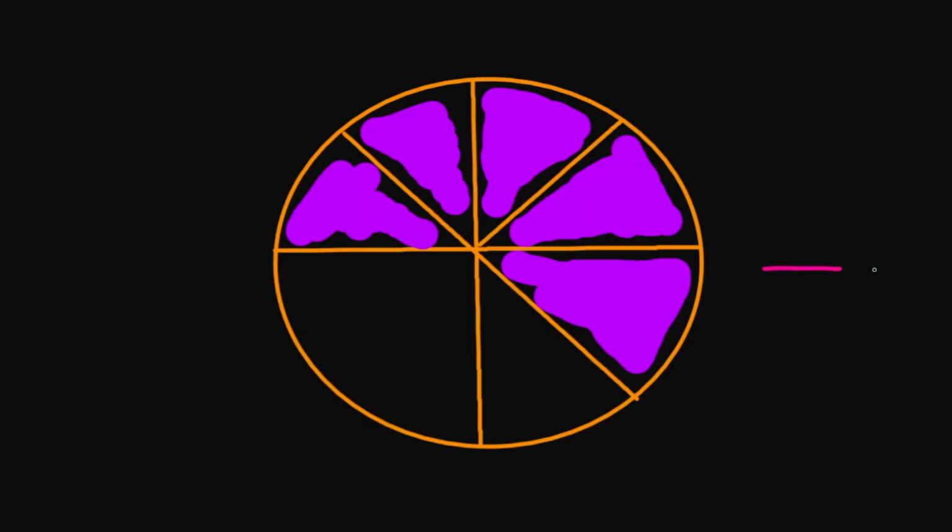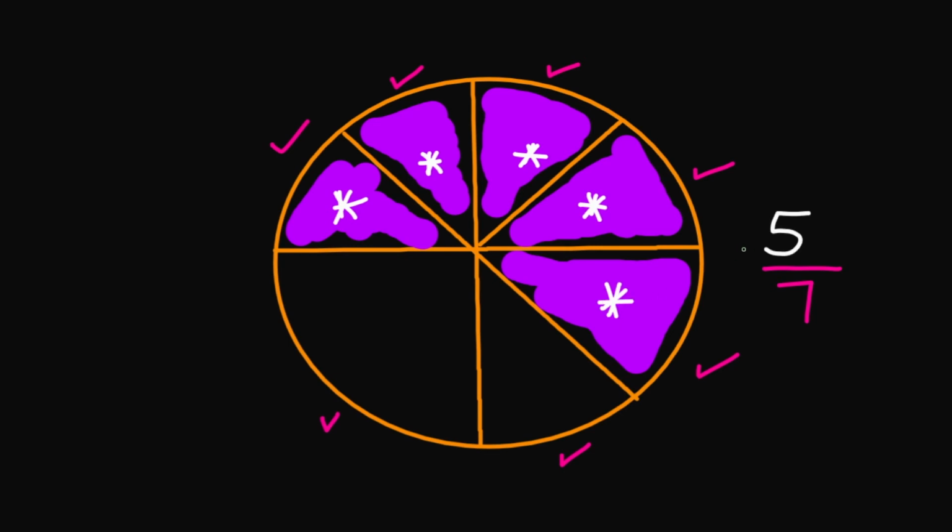Next picture. So how many pieces do we have in total? We have 1, 2, 3, 4, 5, 6, 7. So my whole number, my denominator is going to be 7. How many pieces do we currently have available? We have 1, 2, 3, 4, and 5. That's going to be my part, also known as my numerator. So to turn into a fraction is going to be 5 over 7, also known as 5/7.